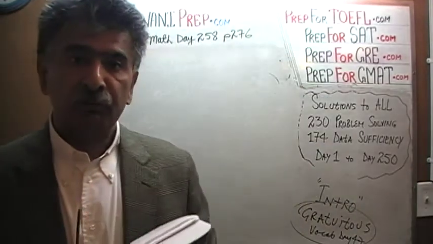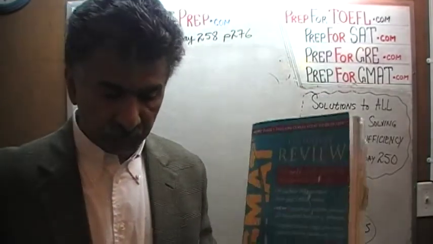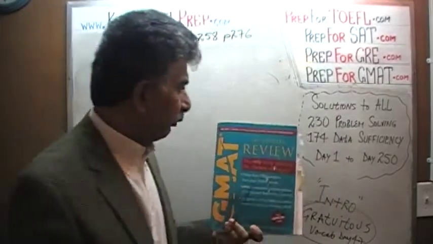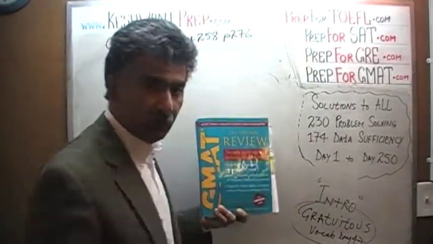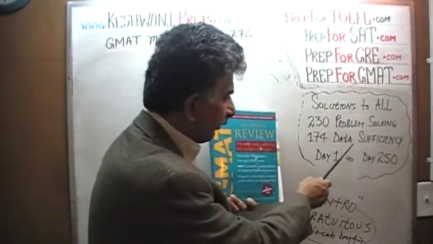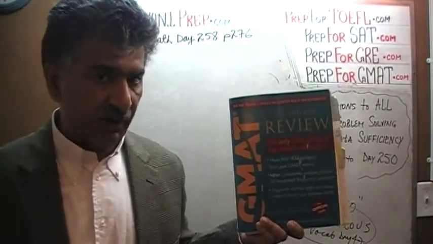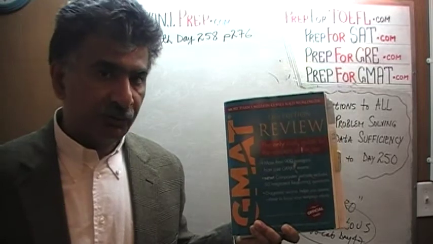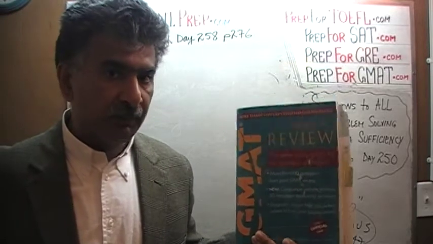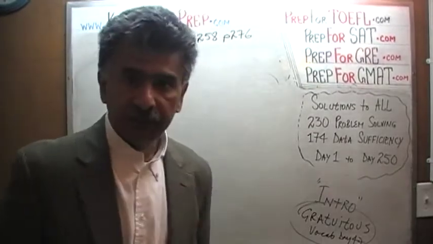We are in the process of solving math problems from the book here. This book contains 230 problem solving questions. It contains 174 data sufficiency questions. In reality, we have already solved every single math problem from this book. If you're interested in watching the original solutions to any of the problems, you will find them from day number 1 through 250.